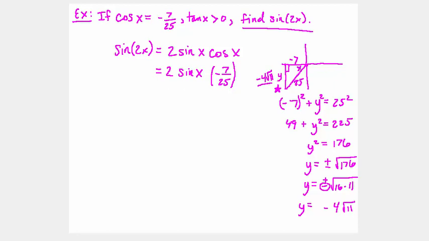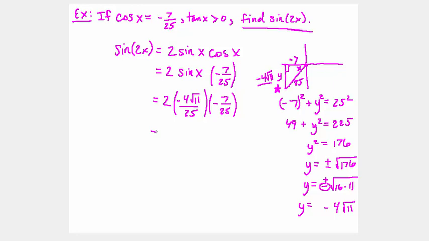Of course, sine is opposite over hypotenuse. So if we plug the appropriate numbers in here, we'll have the 2 in front, and then sine of x being opposite over hypotenuse will be negative 4 root 11. That's what we just found as that side length there. And then the hypotenuse, of course, is 25. Now we'll bring down the value we already knew for cosine, which is negative 7 over 25.